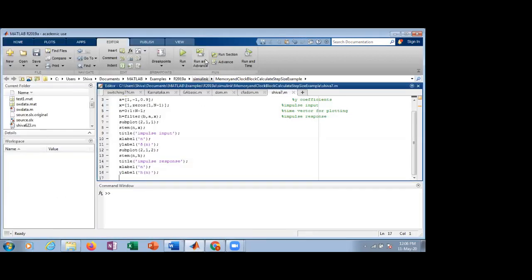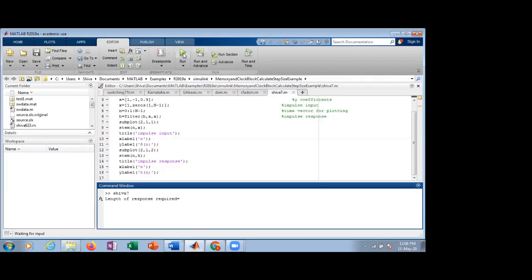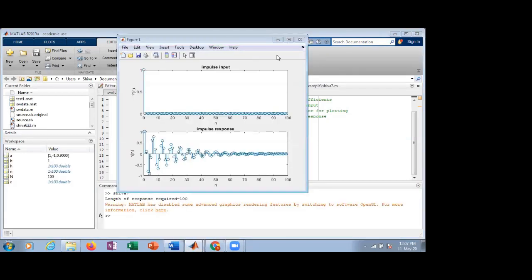I've saved the program and I'm trying to run it. It is asking for the length of the input response required. I'm just giving 100. Actually, you should get the output. It will take some time to get the graphical waveforms. This is the thing I'm trying to show as an output here.